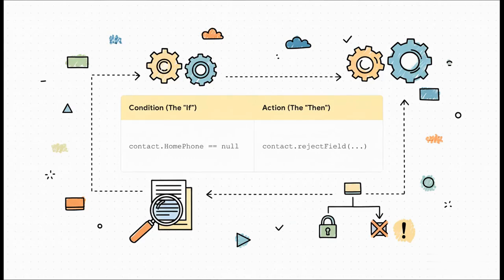Check this out. Here's a perfect real-world example. This rule checks if a contact's home phone number is empty. If it is, then it triggers an action to reject that part of the form and pop up an error message. It's so simple, right? But now imagine thousands of these rules all working together. That's how the system enforces really complex logic, like figuring out who's eligible for a policy or even flagging potential fraud.